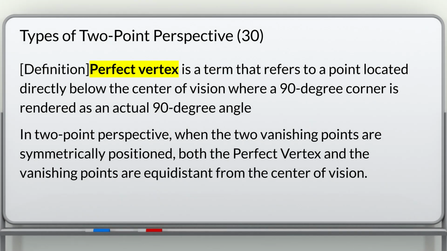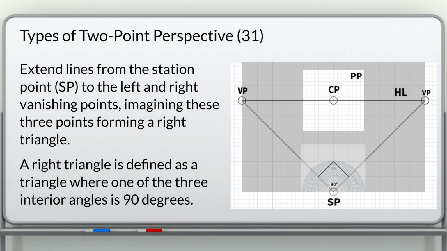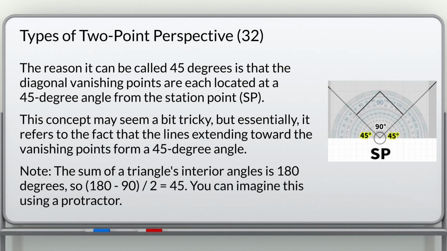Perfect vertex is a term that refers to a point located directly below the center of vision where a 90-degree corner is rendered as an actual 90-degree angle in two-point perspective. When the two vanishing points are symmetrically positioned, both the perfect vertex and the vanishing points are equidistant from the center of vision. Extend lines from the station point to the left and right vanishing points, imagining these 3 points forming a right triangle. A right triangle is defined as a triangle where one of the 3 interior angles is 90 degrees. The reason it can be called 45 degrees is that the diagonal vanishing points are each located at a 45-degree angle from the station point.